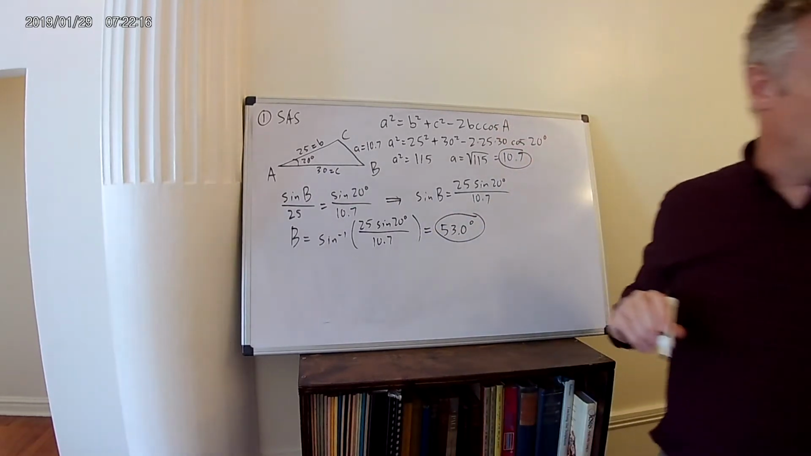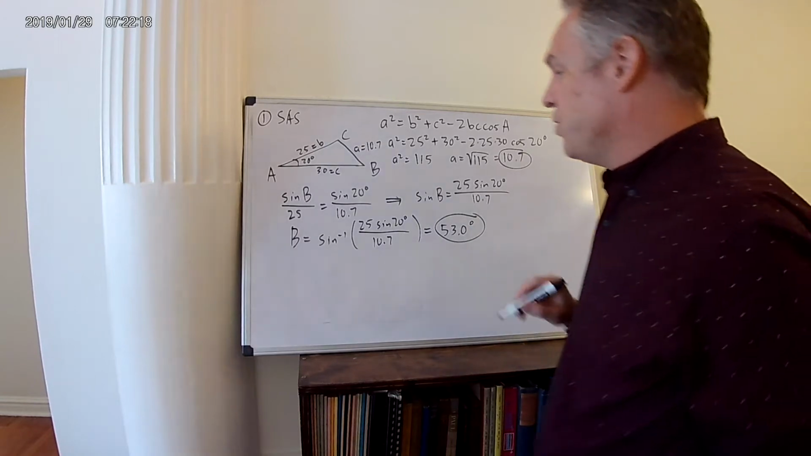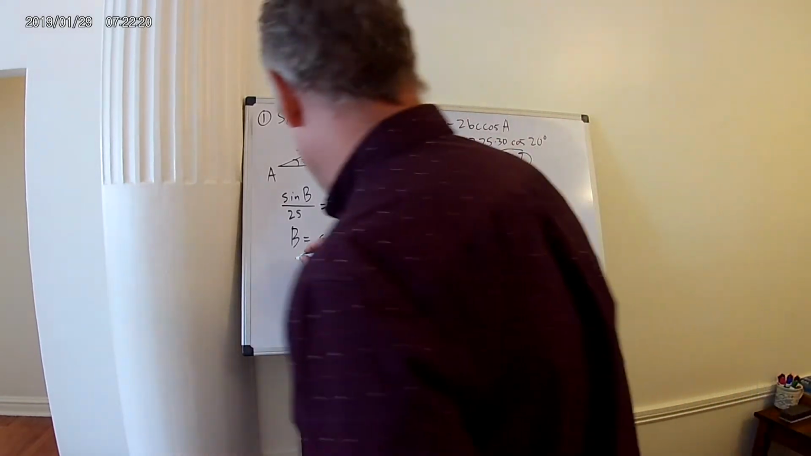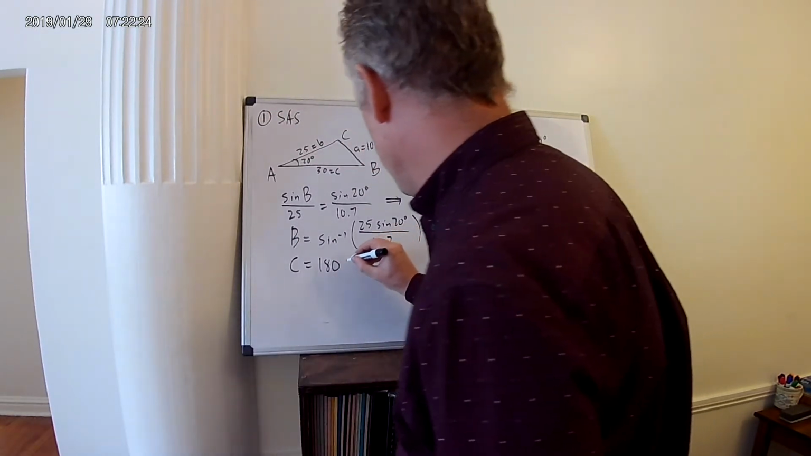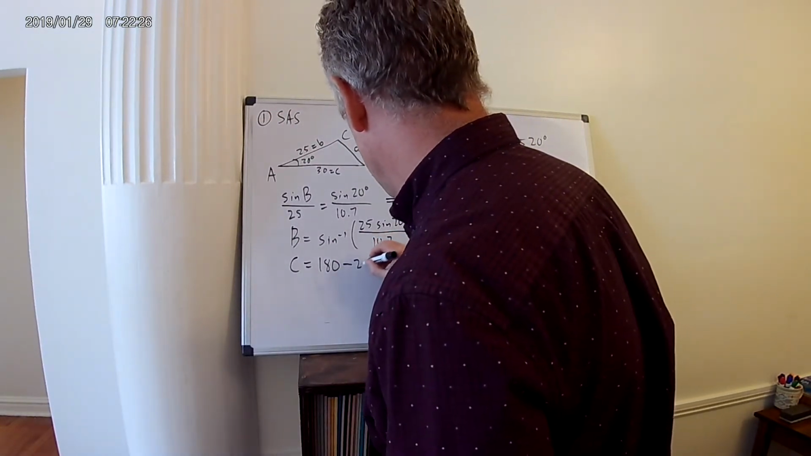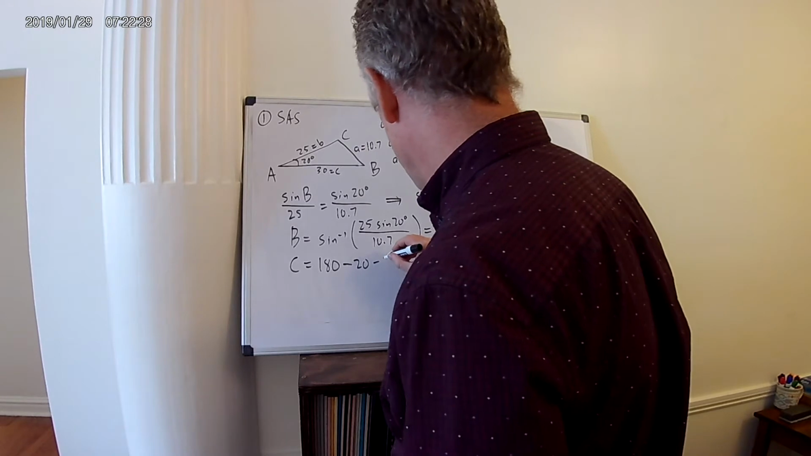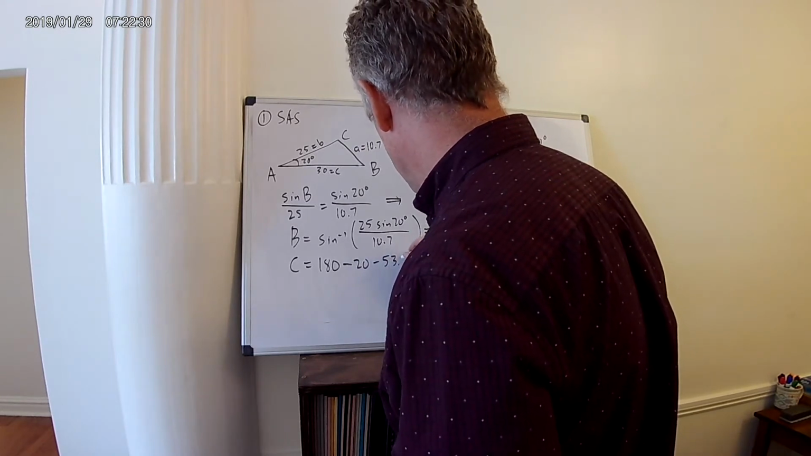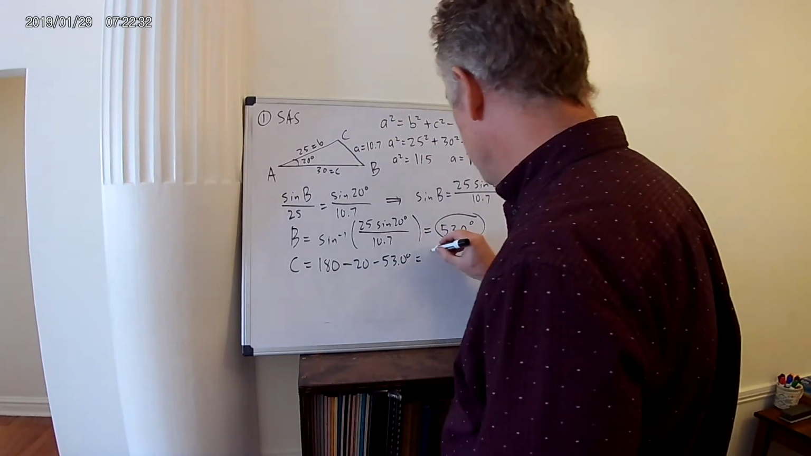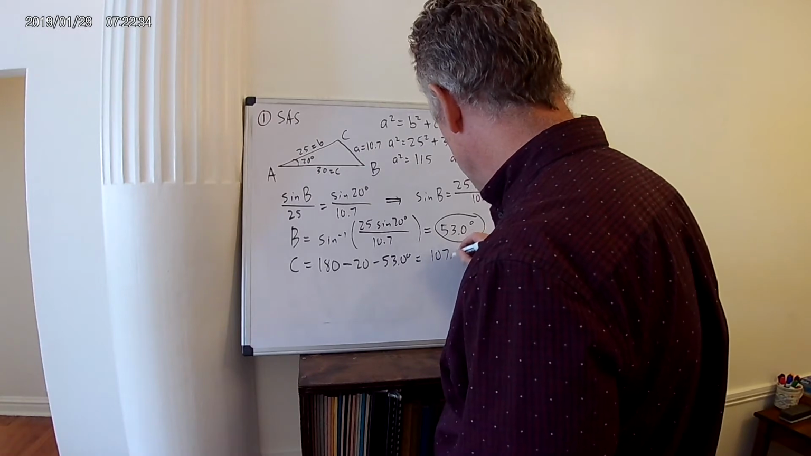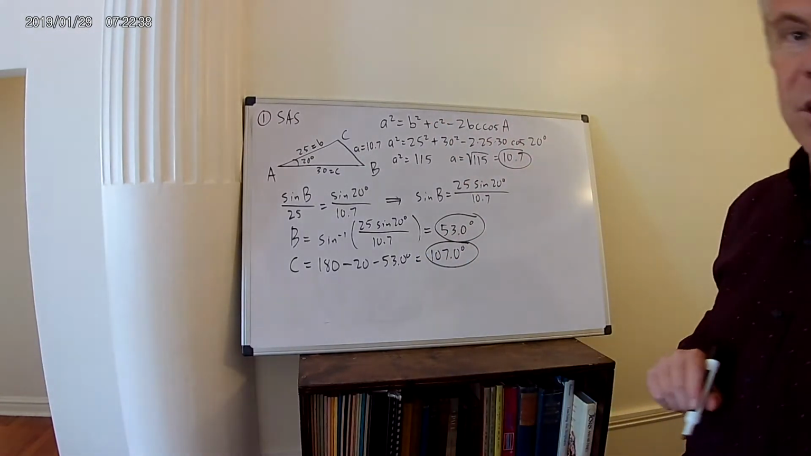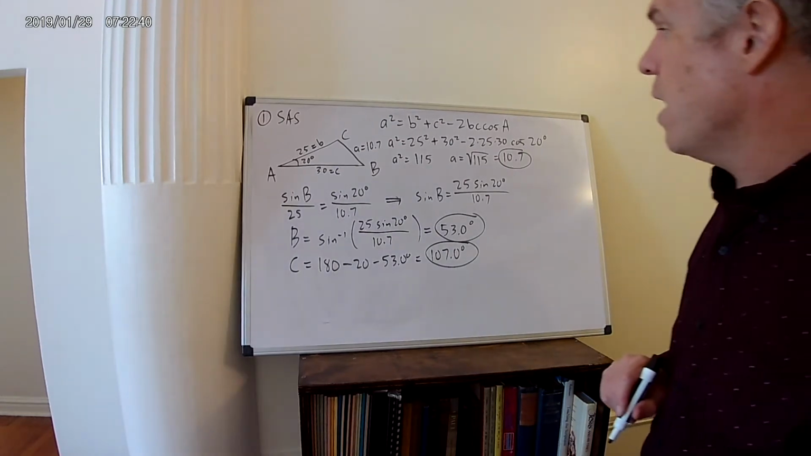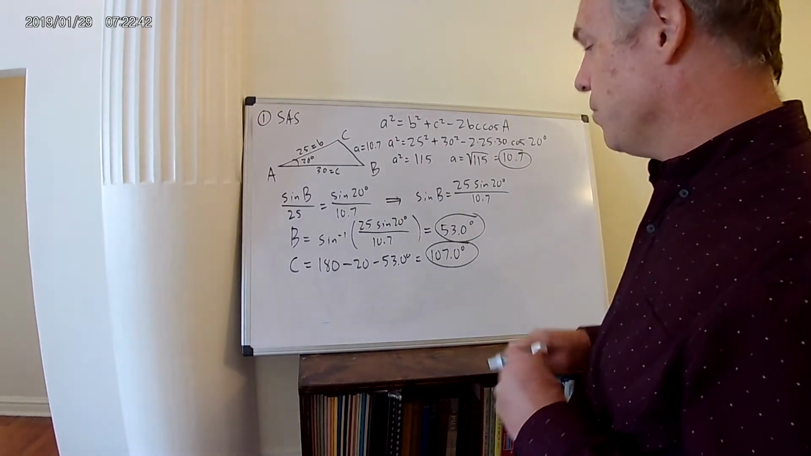So this is angle B, this is side A. And now we just have one unknown here, and that's angle C. And that's easy. We can find angle C by subtracting the two other angles from 180. So 180 minus 20 minus 53.0 degrees. And this gives us 107.0 degrees. This is angle C. So now we've successfully solved this SAS triangle using the law of cosines.